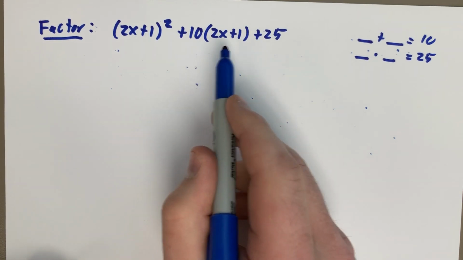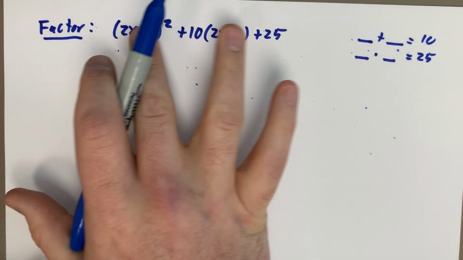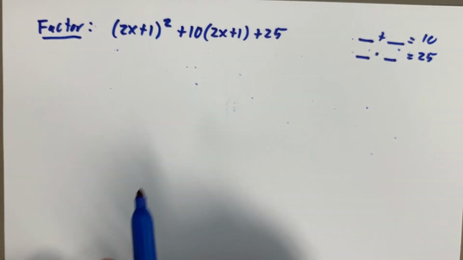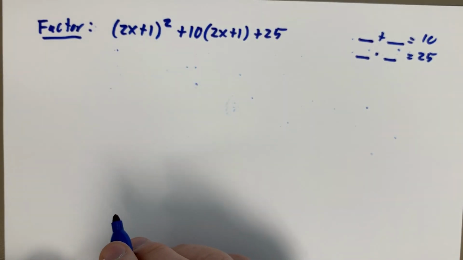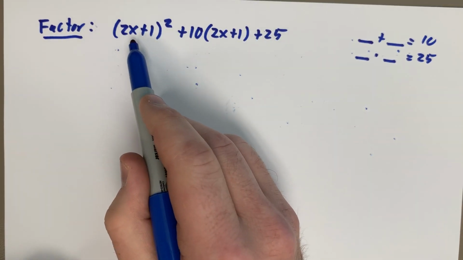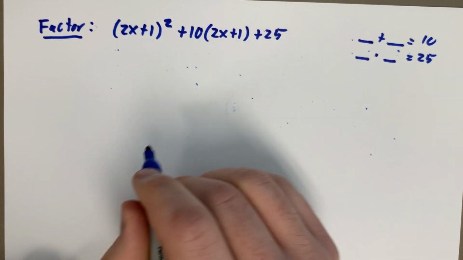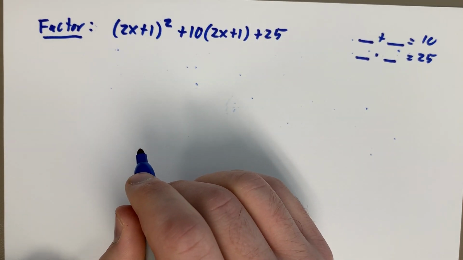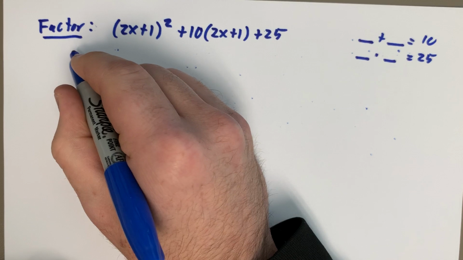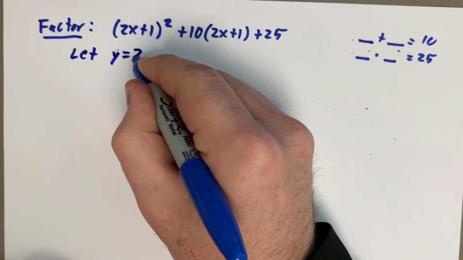Notice that it almost looks like a quadratic. If I were to hide this and put a y here, and a y here, it would look like a standard quadratic that we would know how to factor. However, we have this nasty 2x + 1 in both the first and second term. Just like the last example, we need to make an appropriate substitution. So I'm going to let y = 2x + 1.